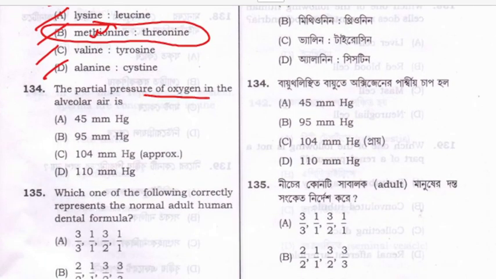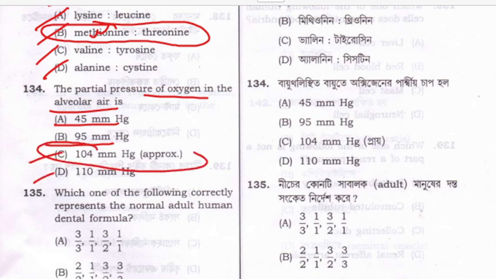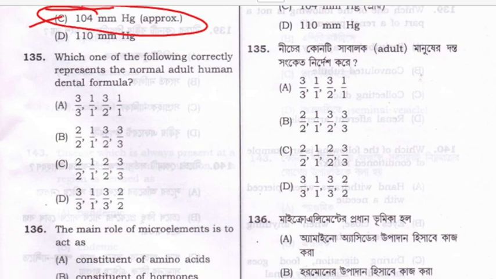Partial pressure of oxygen in the alveolar air is 45 mmHg, 95 mmHg, 104 mmHg, or 1010. So the correct answer is 104 mmHg.